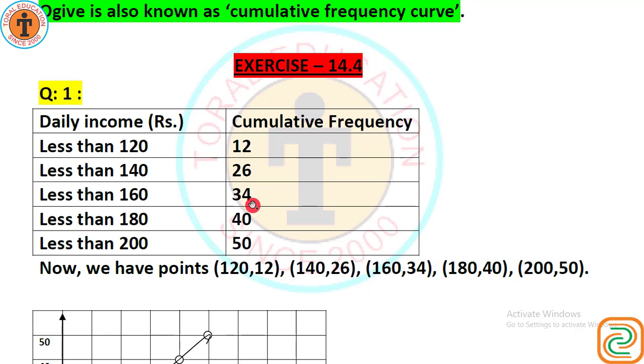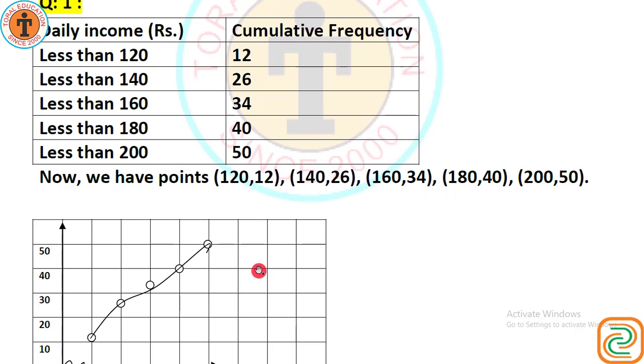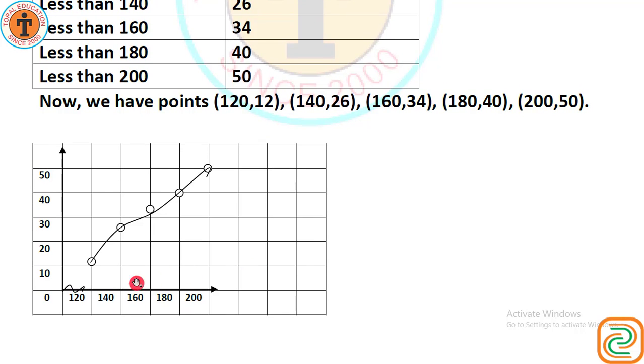You will have to look at the textbook also for the table. Less than 180, that is 40, because 34 plus 6, 6 is the frequency. And less than 200, that is 50, 40 plus 10 equals 50. Now, which are the points? 120 and 12, 140 and 26. These are the points to locate on the x and y axis respectively.